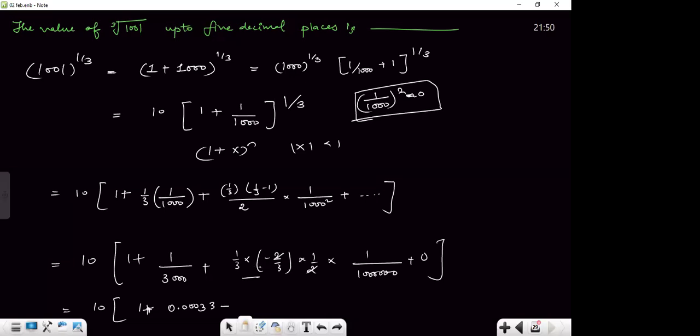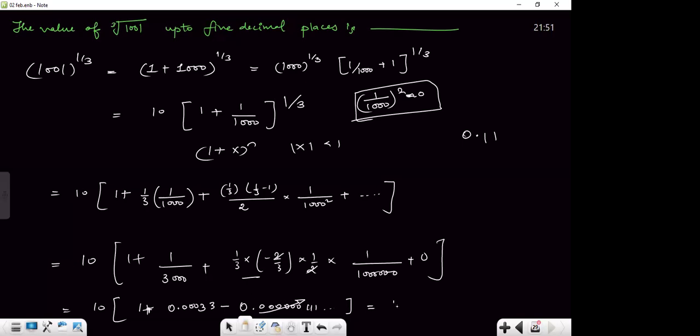So 1 by 9 is what? 1 by 9 is 0.1111, with zeros before the 1, 6 times. So this will give us a very small value, so we are not able to subtract it. So we are also going to neglect it.